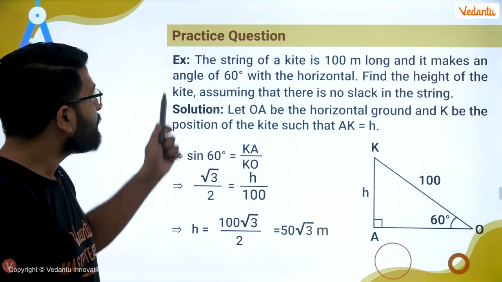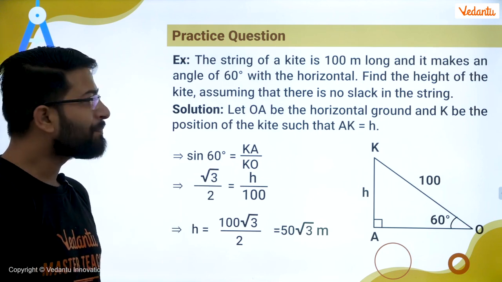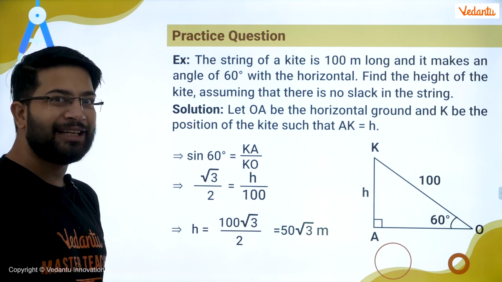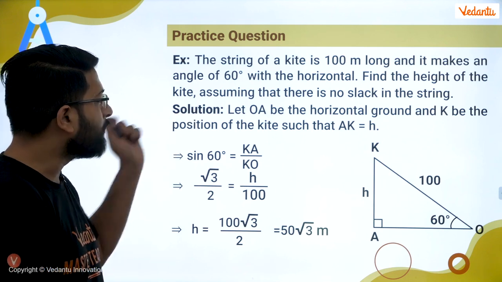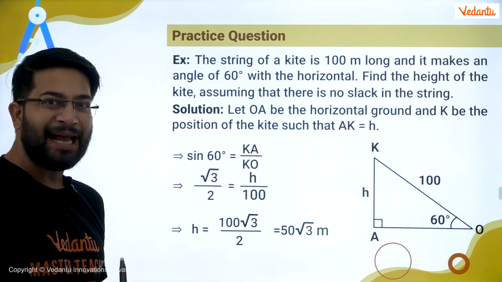Now what is given? The string of a kite is 100 meter long. That means we know OK. The angle 60 degrees is given. That means the angle of elevation is given. What they're asking is the height of the kite. That means they're asking the height AK, or we can say small h.